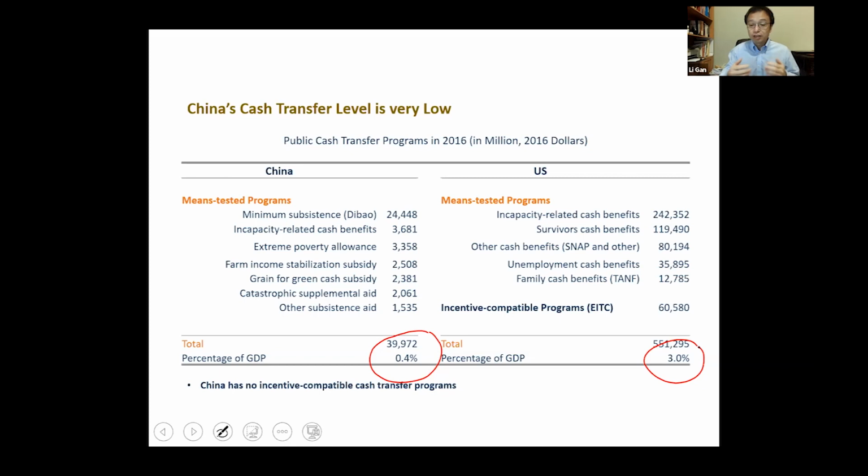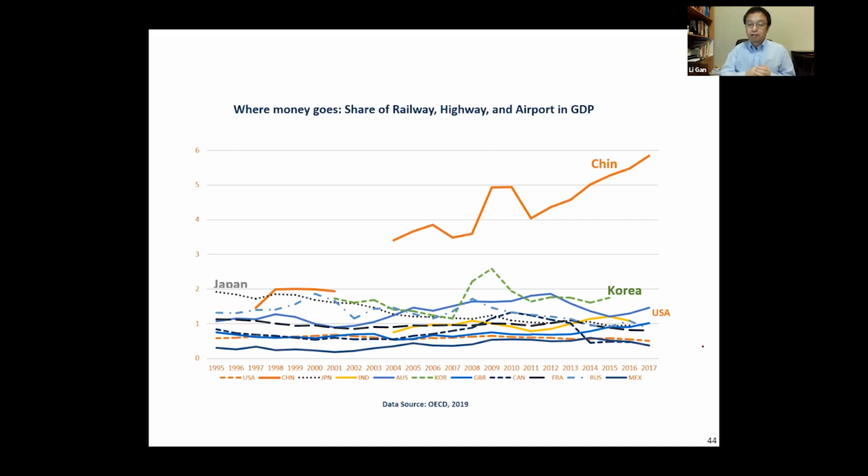This is everything included in China. And where the money goes, you probably know, but there is a dramatic picture. This is where the money goes. This is China. China spends on infrastructure. This is only for three: the railways, highways, and airports. China spent about 6% of the GDP. This is 2017, and right now it's probably going this trend.